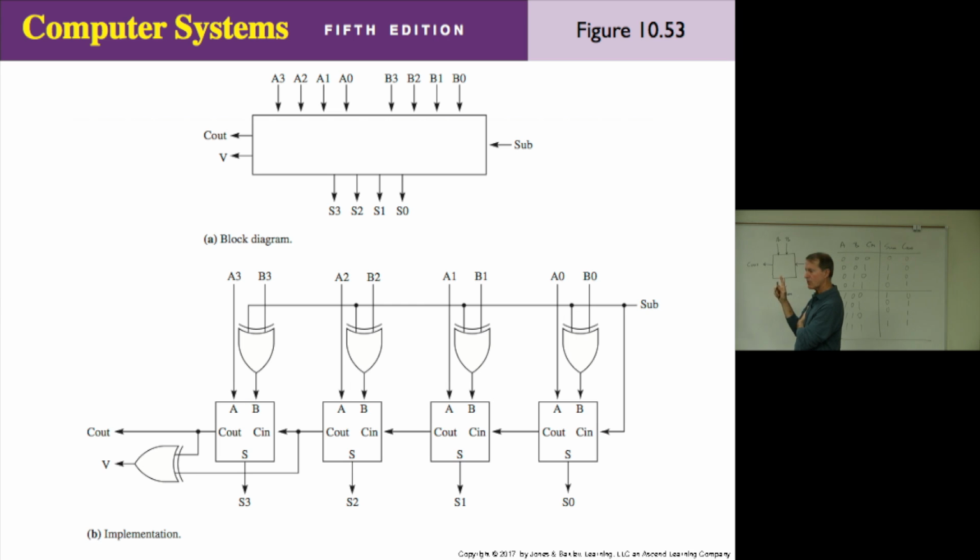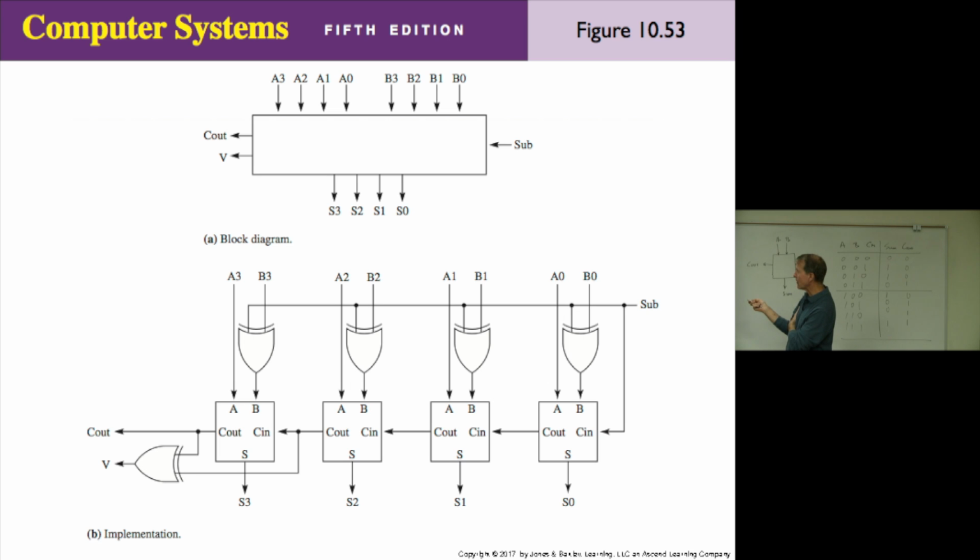So, this control line called sub, if sub is 0, what are we doing? We're adding, and if sub is 1, what are we doing? Subtracting. And here's the implementation. And look, let's consider part B, figure 10.53b. Let's just consider the two cases.